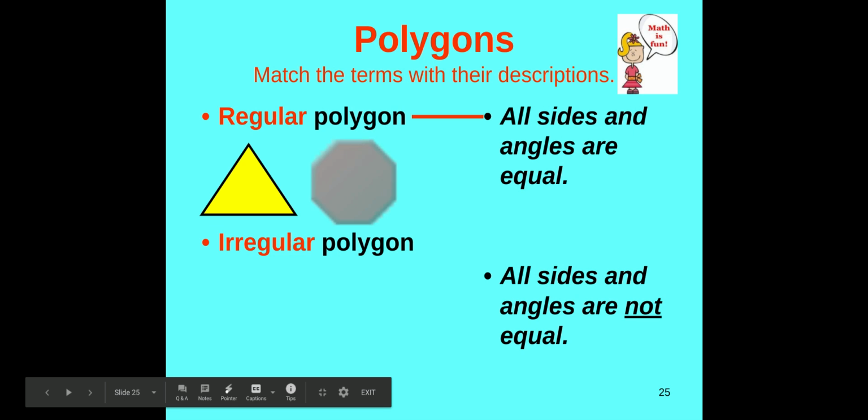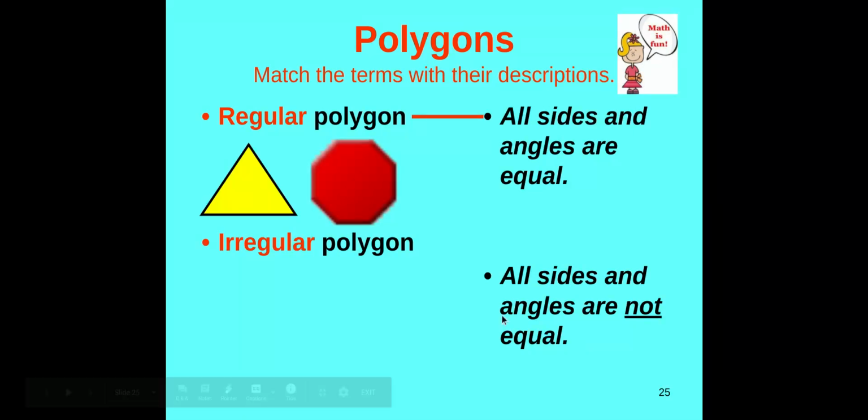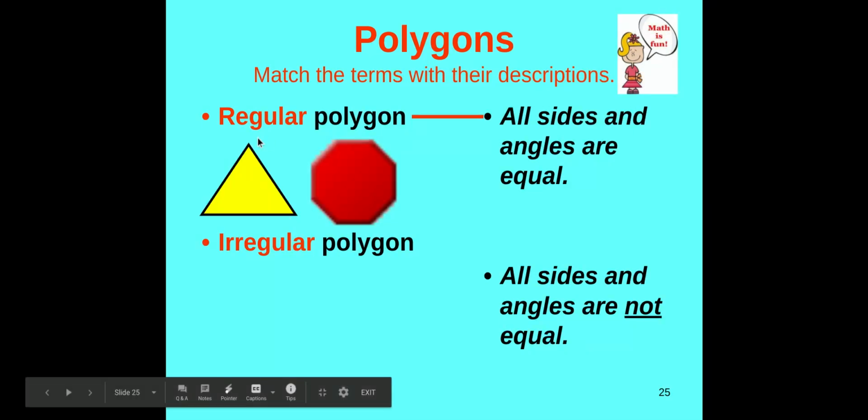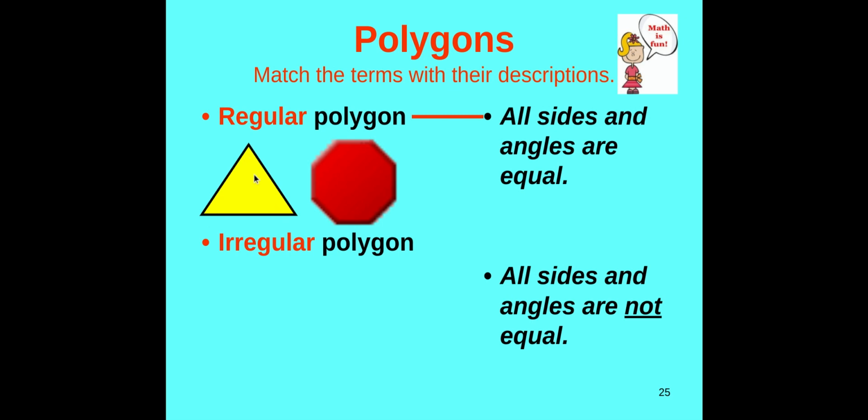So that would be shapes like this. All of the sides on this triangle are the same length, and even the angles on the inside are the same acute angles. With this octagon over here, each side is the same length, and all of the angles inside are the same obtuse wide angle. So regular polygons, everything's equal.